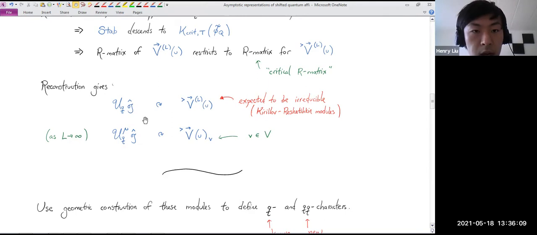It's important to have this geometric story in mind because it will help us when we think about characters of these modules for the shifted or unshifted quantum affine algebras. But maybe before I proceed to that, are there any questions about anything I've said so far?